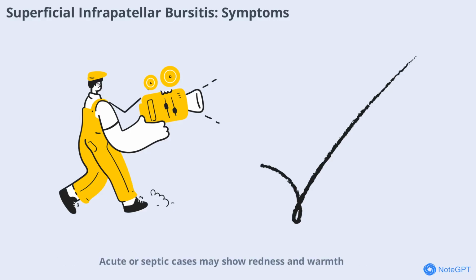Acute or septic cases may show redness and warmth. Chronic cases may present as firm fibrotic swelling with mild discomfort. Diagnosis relies on anatomical location, history, and response to palpation, with imaging helping to rule out other conditions.